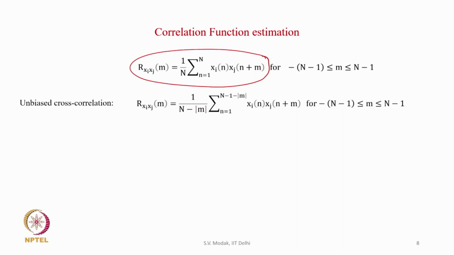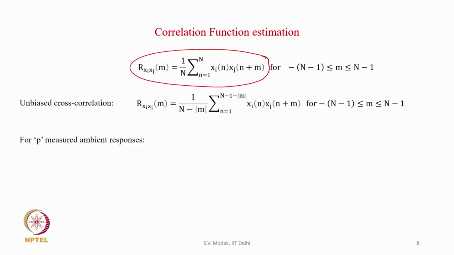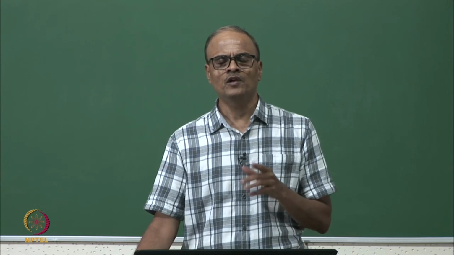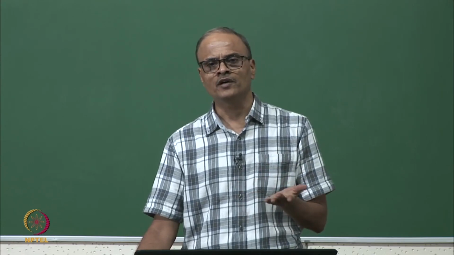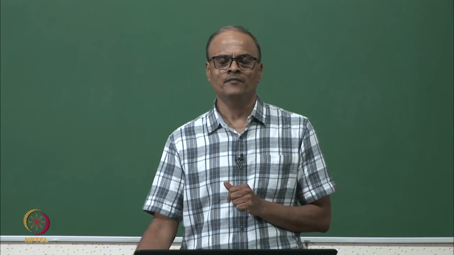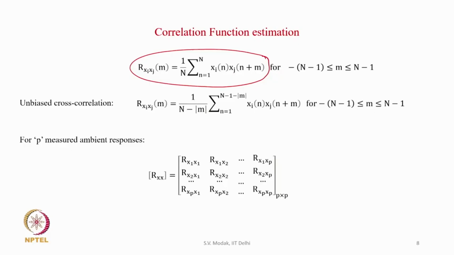In operational analysis, we will have responses measured at a number of points. So, let us say there are p number of measured ambient responses. Now, we can calculate cross correlation between any two of these responses. So, we will have p into p number of such combinations which are possible, for which we can find a cross correlation, right. And that is why instead of just one cross correlation, we now have a cross correlation matrix RXX. It is of order p by p.